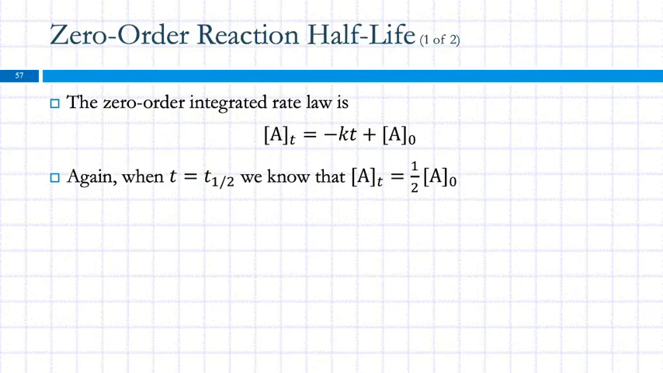What about that zero order one? Well, again, we're starting with the integrated rate law and the idea that when t equals T1/2, A equals 1/2 of A0. So 1/2 of A0 is equal to negative K T1/2 plus A0.